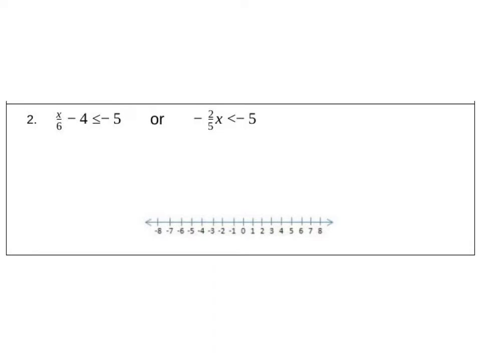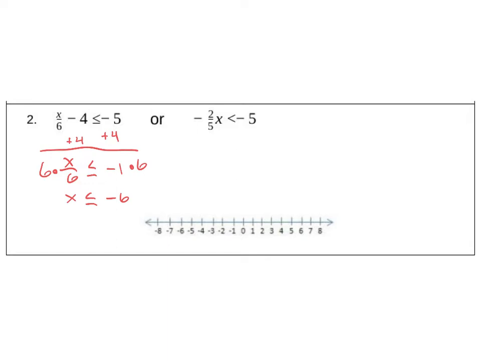Looking at example 2, add 4 to both sides, which is going to leave us with x over 6 less than or equal to negative 1. Multiply by 6. Now, we are not multiplying by a negative here. We multiply by a positive 6, so we do not flip our signs. So there's one half of it: x is less than or equal to negative 6.